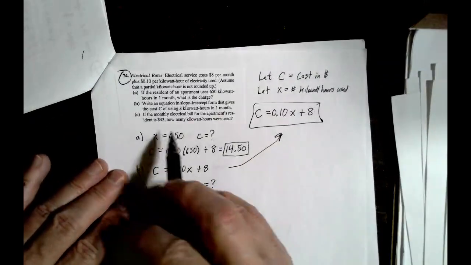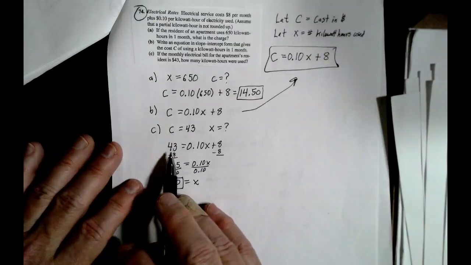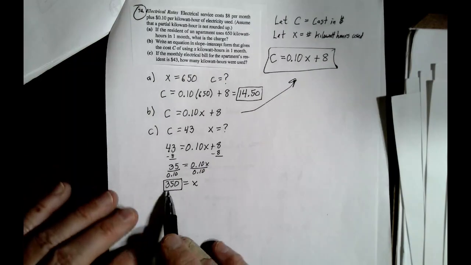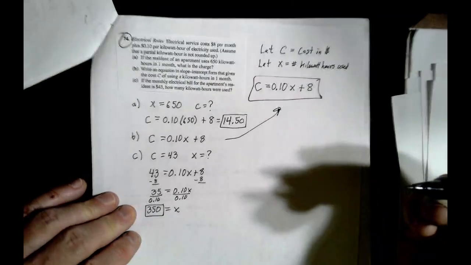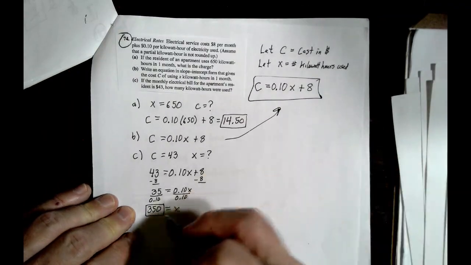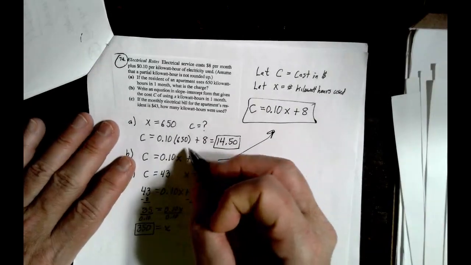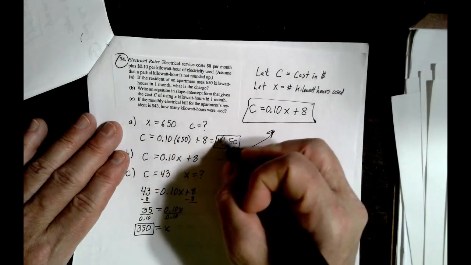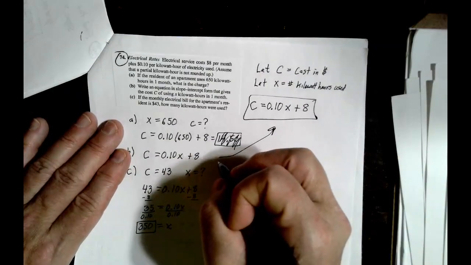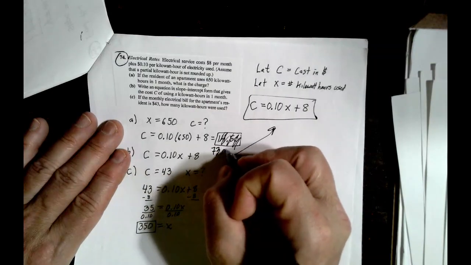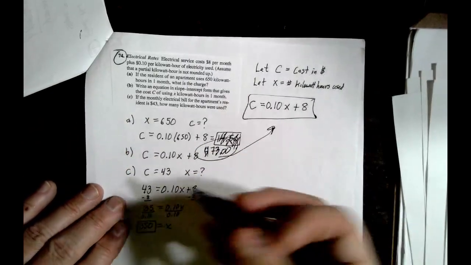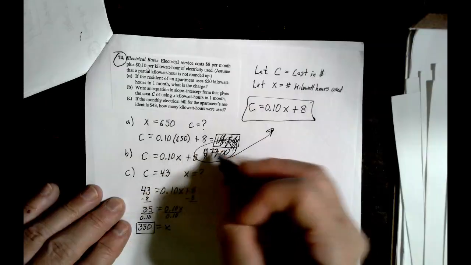Okay. Now part C says, what if it costs you $43 for your bill? How many kilowatt hours is that? So if you put 43 in here for C and solve it by subtracting 8 and dividing by 0.10, well, you've used 350 kilowatt hours. Now, the earlier answer can't be right because 0.10 times 650 is 65 plus 8. That should be $73. It should be a lot more because you're using 650 kilowatt hours here, where you're only using 350 kilowatt hours. It's only $43. So that's right, $73.